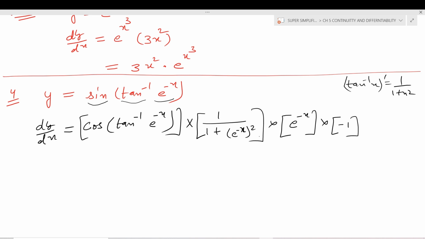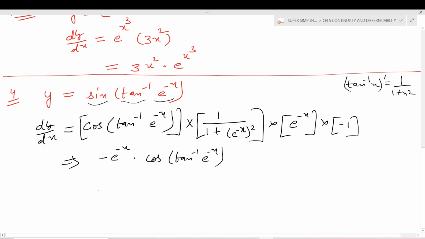Now let us try to simplify. We can see that in the numerator we are going to have minus e raised to the power minus x into cos of tan inverse of e raised to the power minus x, and in the denominator we are going to have 1 plus e raised to the power minus 2x. So this is going to be the answer.